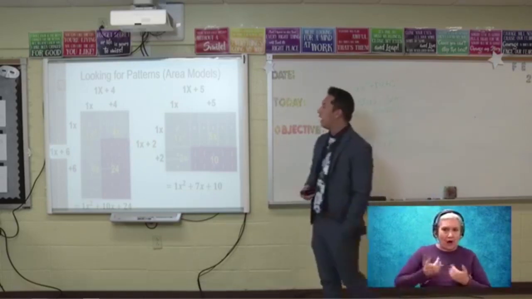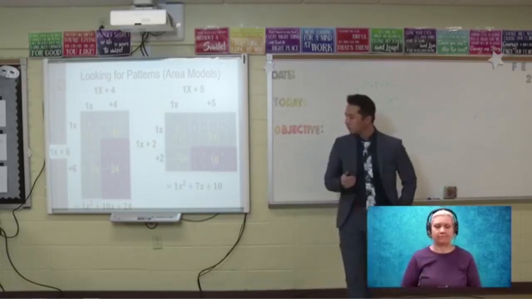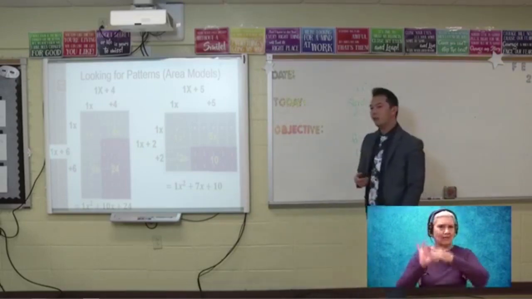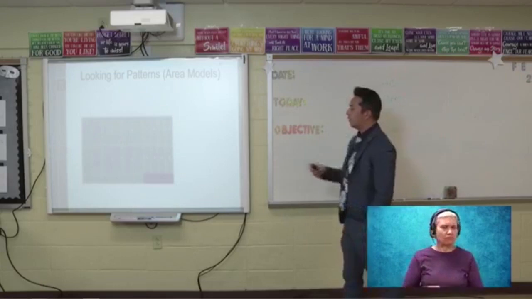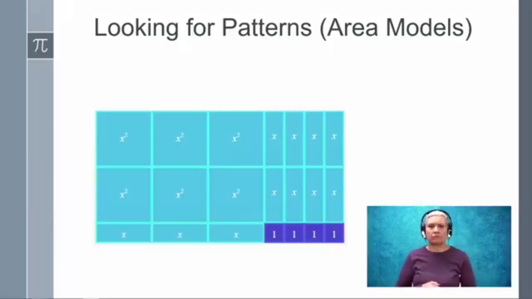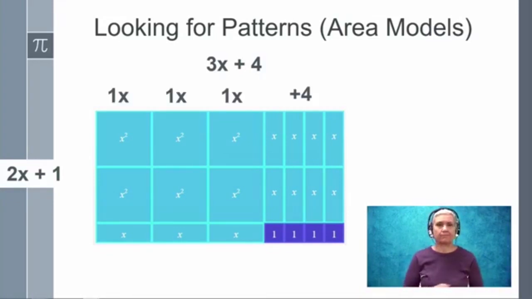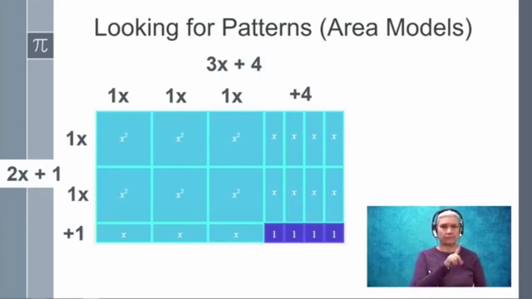I want to take a look at another area model. And we're going to finalize one more relationship before we start developing the strategy. So if I take a look at this larger area model, our top side is equal to 3x plus 4. On the left-hand side is equal to 2x plus 1. So again, as we're looking to decompose these, I've got 1x, 1x, 1x, and that totals 3x. On the side here, I've got 1x and 1x. That total is 2x, plus 4, plus 1.